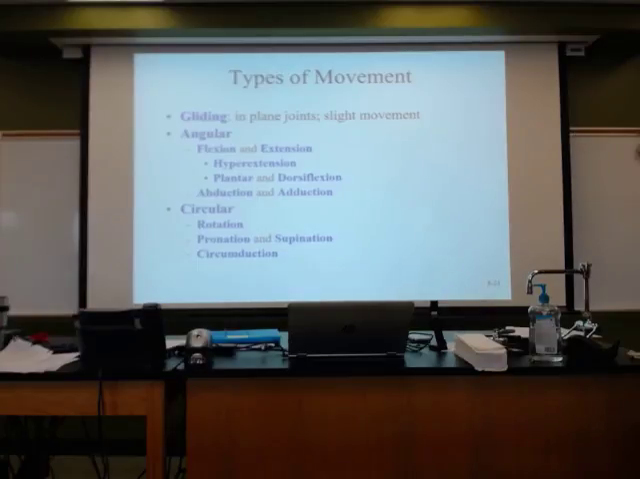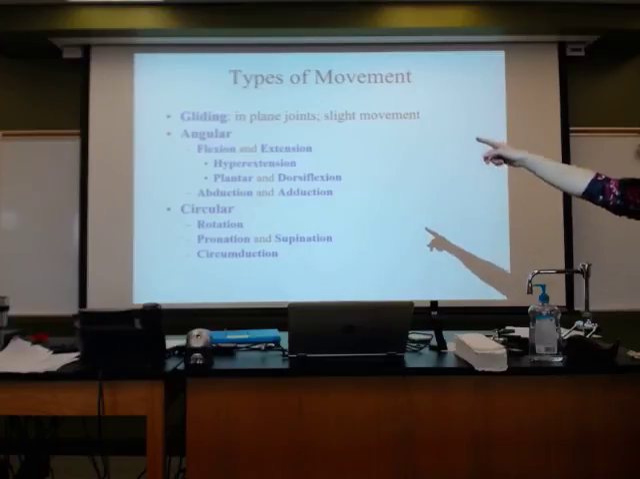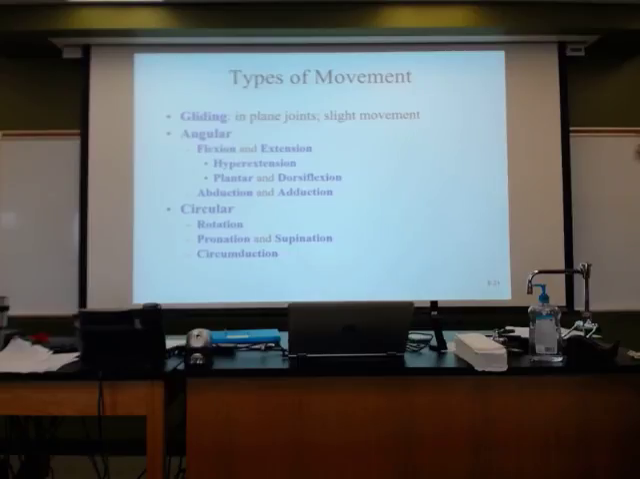Angular. With angular, we're doing flexion and extension. However, because we're giving up a little bit of stability for movement, that means things can go wrong. One of the things that can go wrong is when you hyperextend those joints. Think about this one, and maybe hyperextending that joint.